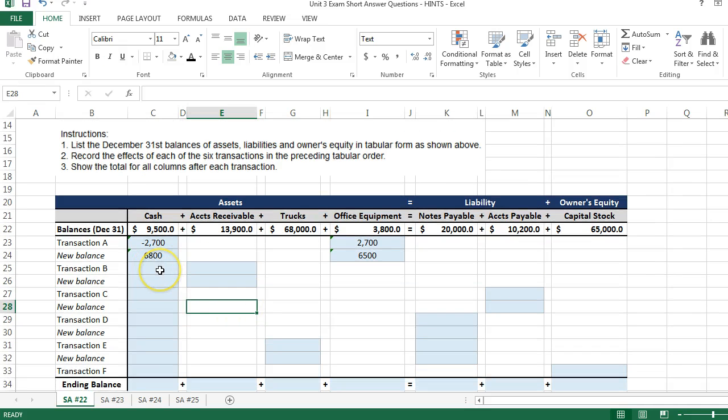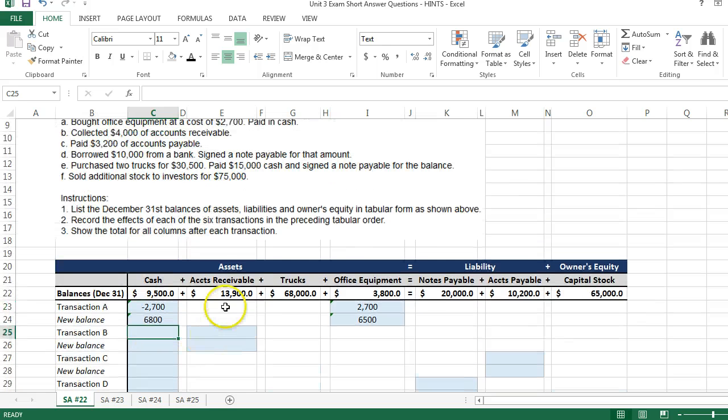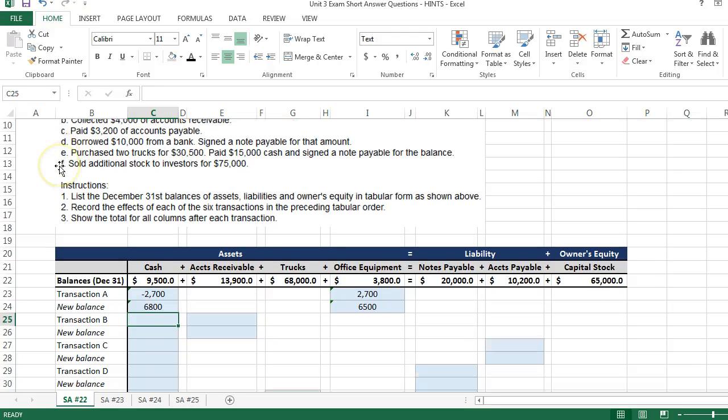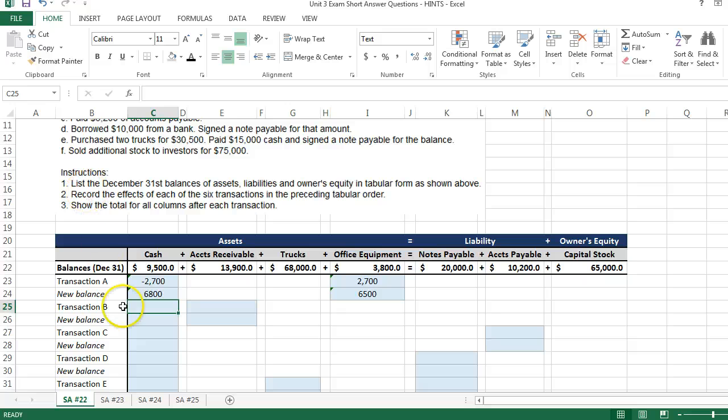And so for this hints template, I highlighted the cells that you should be using for each of these transactions. So you'll notice in all of these transactions, you're affecting cash. So you should be making a recording in cash with every one of these transactions. There is one of these that's kind of tricky. Let's see, a transaction E. Okay, so with transaction E, it says we purchased 2 trucks for $30,500. We paid $15,000 cash and signed a notes payable for the rest of the balance.